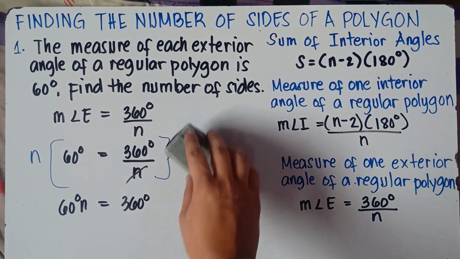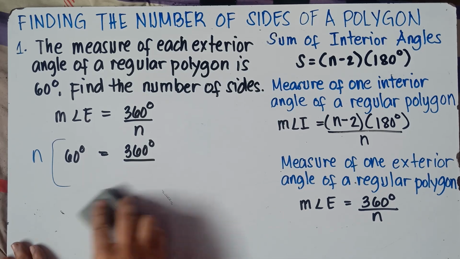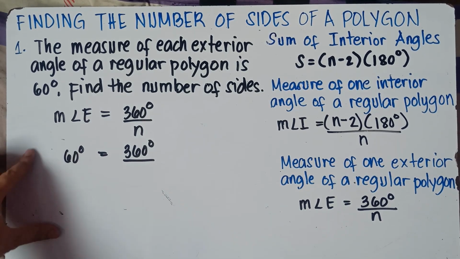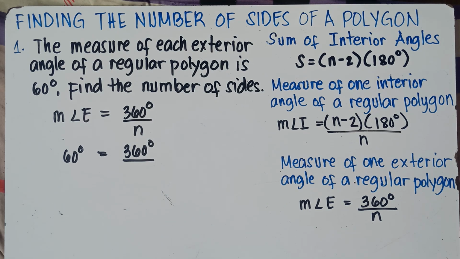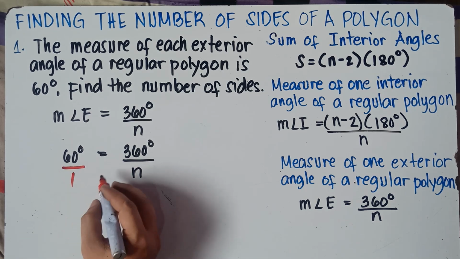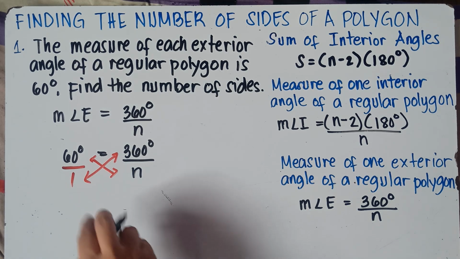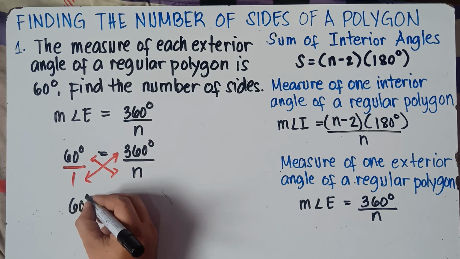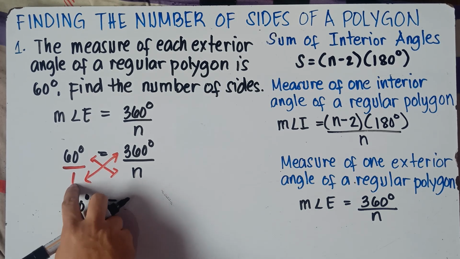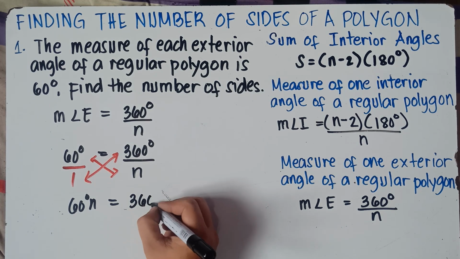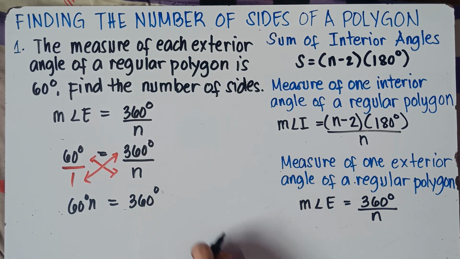Multiplication property of equality. Or the other way, class, we can just simply do cross multiplication. Alright, the second solution, we can do the cross multiplication. Understood that there's 1 here. So 60 degrees times N, that would be 60 degrees N equals 1 times 360, that would be 360. Do not forget degrees, class. And to get the value of N, you divide both sides by 60 degrees.